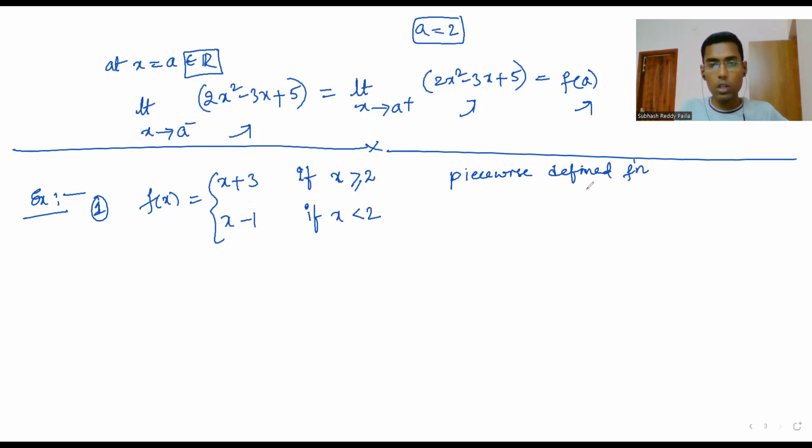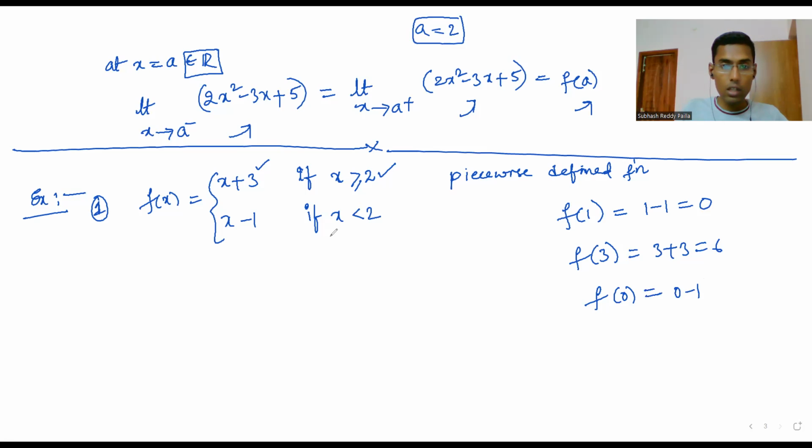Piecewise defined function. That means for this piece, when x is greater than or equal to 2, it is x plus 3. F of 1, how much is f of 1? 1 minus 1, 0. F of 3 is 3 plus 3, which is 6. F of 0 is 0 minus 1. For x less than 2, this is the definition. For x greater than 2, this is your function. Understood this one?